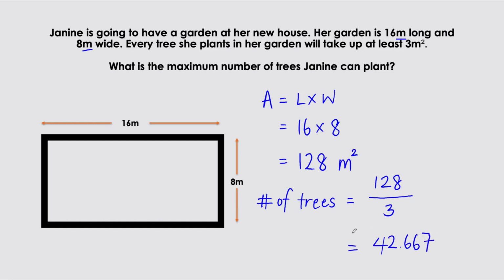Okay? So now in this case, what is the maximum number of trees Janine can plant? She can plant 42 trees. So we're going to just round down, 42 trees. Because for the remaining 6, you can't really plant another 3, so we can't do 43 trees. We'll just do 42. So that would be the answer.